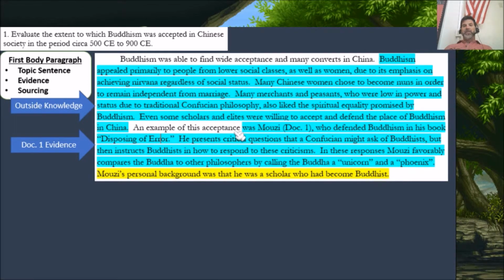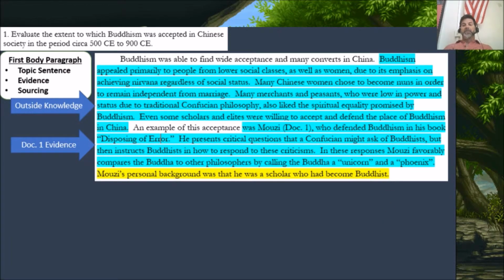So here, an example of acceptance was Mouzi, document 1, who defended Buddhism in his book Disposing of Error. He presents critical questions that a Confucian might ask a Buddhist, but then instructs Buddhists in how to respond to these criticisms. And in these responses, he favorably compares the Buddha to other philosophers by calling the Buddha a unicorn and a phoenix. So basically it's showing, look, this guy defends Buddhism, this guy likes Buddhism.